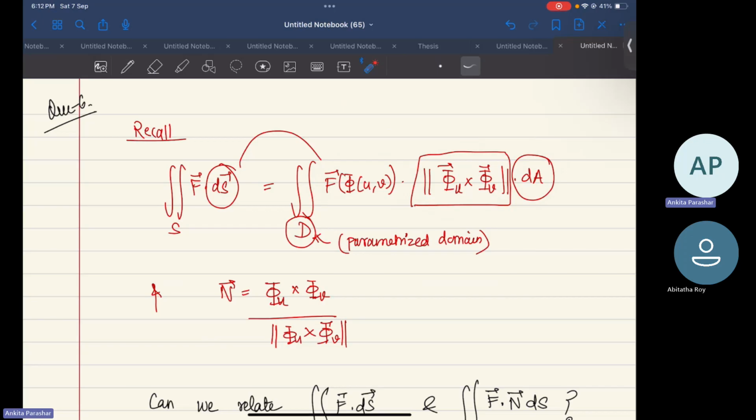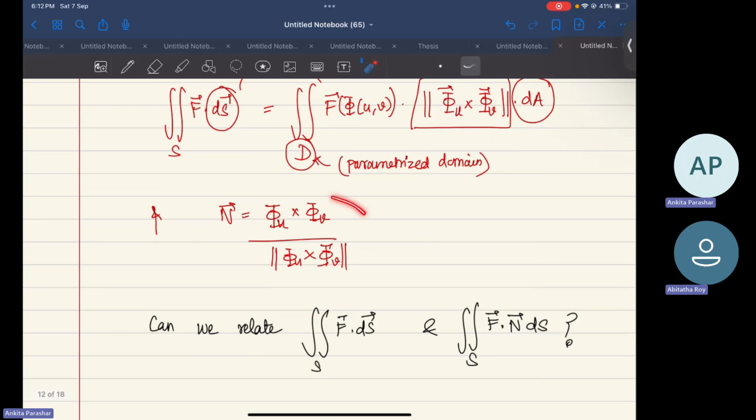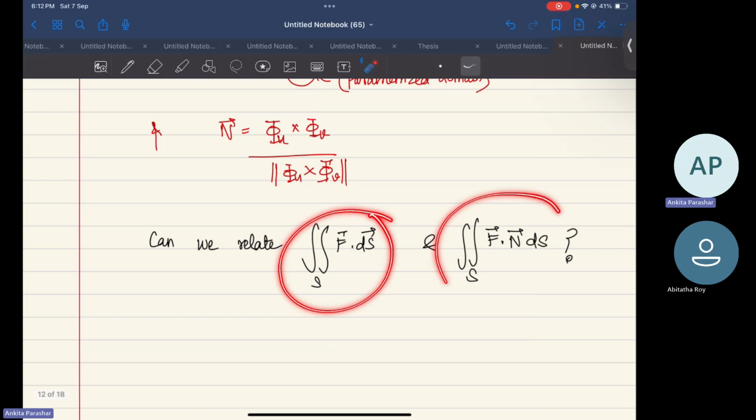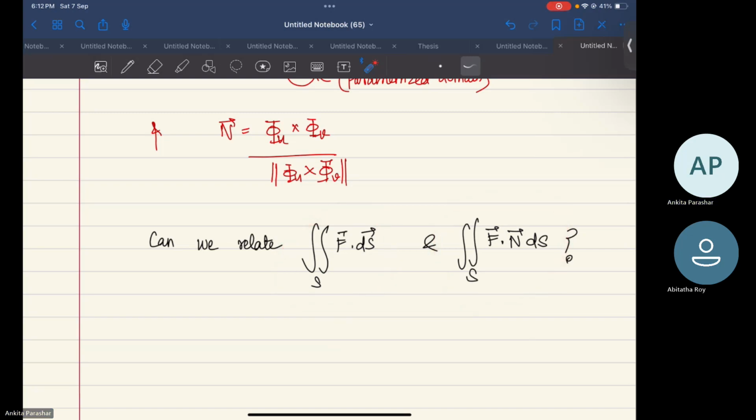This we know: if you want to compute the integral over a surface, this is how it will be parameterized. We also know that n looks like this. n is the normal vector. Suppose I want to relate these two things. Can I relate? One is f dot dS, where dS is a vector. Another is f dot n dS, where dS is magnitude only. This is the surface area, and the surface area also has some kind of direction.